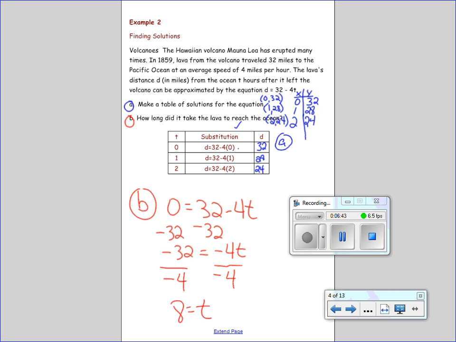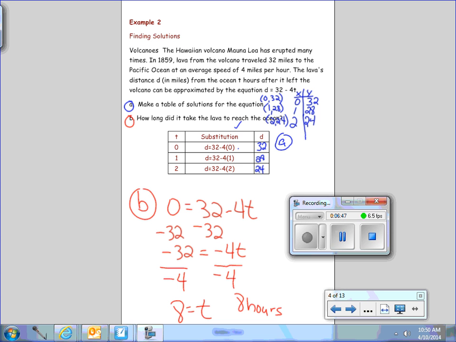So it took the lava about 8 hours to reach the ocean. So 8 hours was how long it took the lava to reach the ocean. And I just used this equation in B to be consistent with the equation that I had used in A.